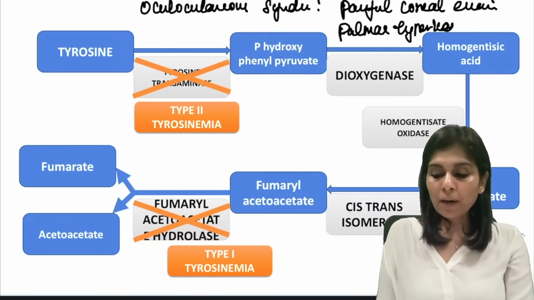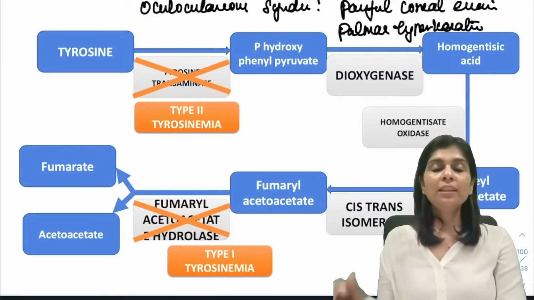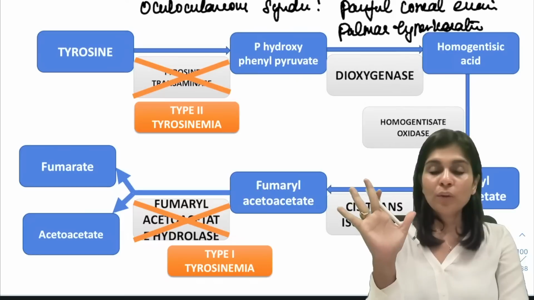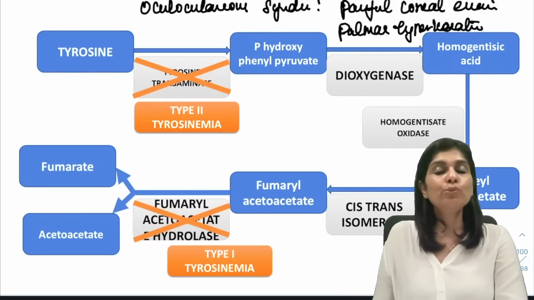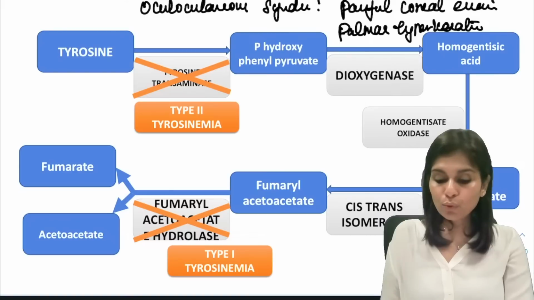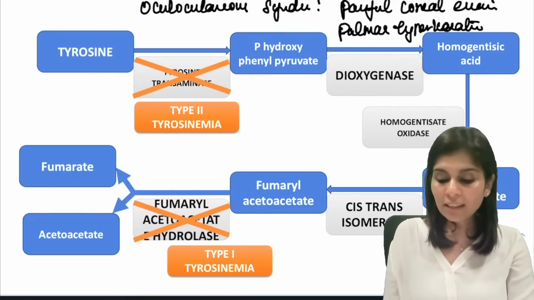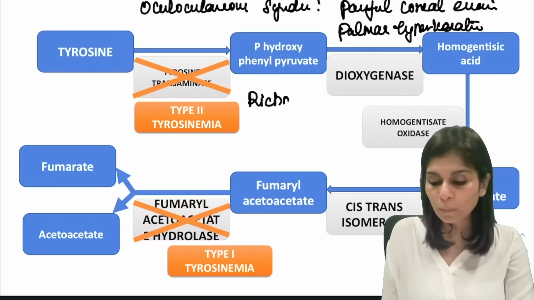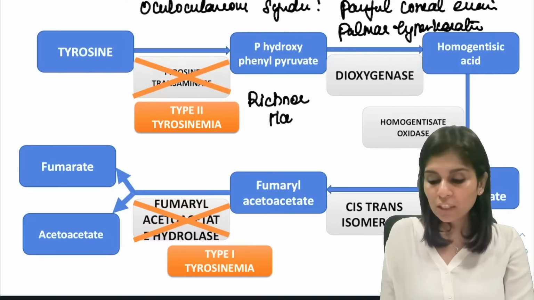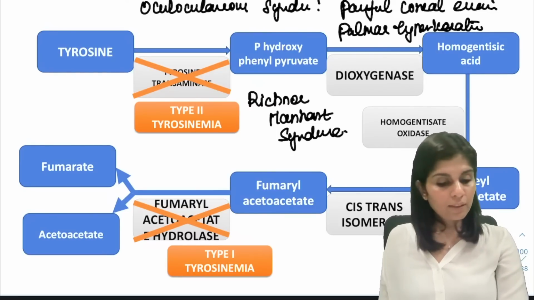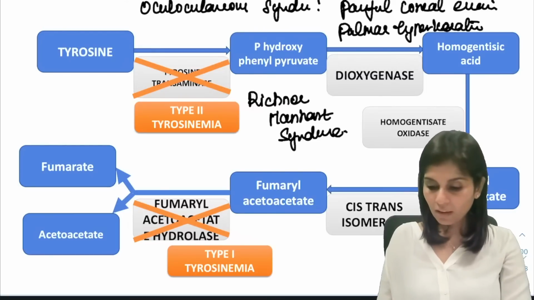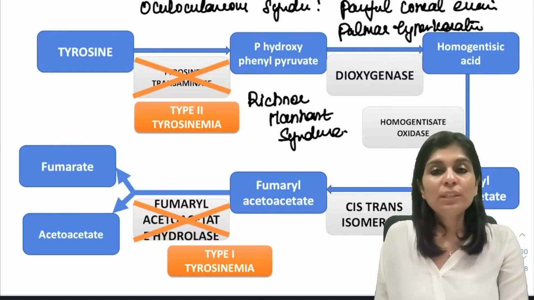What do you mean by palmar hyperkeratosis? For a child, the palm will be rough-skinned. So painful corneal erosion and palmar hyperkeratosis will be type 2 tyrosinemia. Type 2 tyrosinemia is otherwise called Richner-Hanhart syndrome. So please discuss lot of topics. So that's about type 2 tyrosinemia.